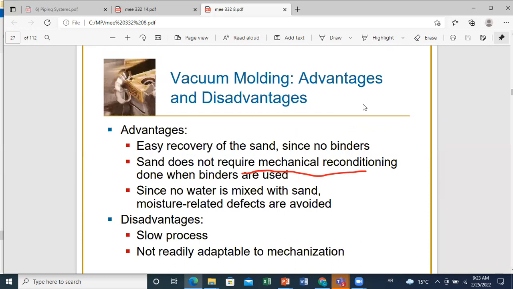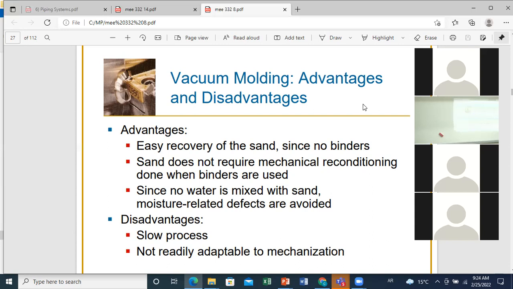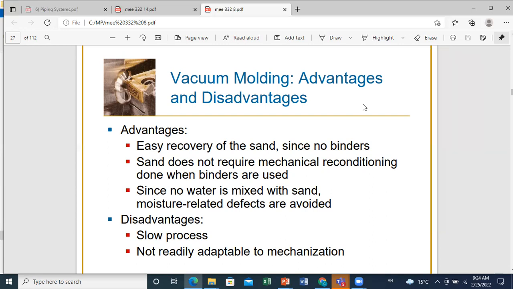So what are the advantages and disadvantages of vacuum molding? First, one of the advantages is that you can easily recover the sand. Once you destroy your mold, you can use the sand again, because you don't have to separate sand from binders or do any additional treatment to use it again, because you don't have binders in your mixture. Sand does not require the mechanical reconditioning done when binders are used, so this is an advantage. And since no water is mixed with sand, moisture-related defects are avoided.